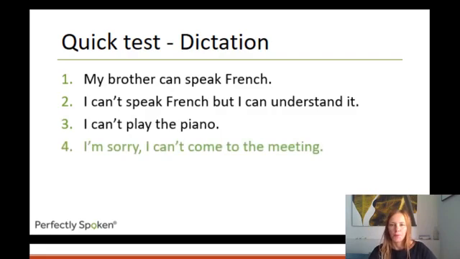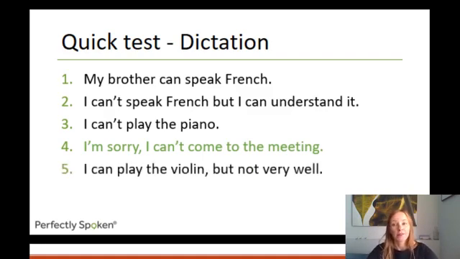And number 4, I'm sorry, I can't come to the meeting. Now this sentence is in green because it's slightly different to the other sentences. But when we've finished, I will talk about that. Okay, I can play the violin, but not very well.